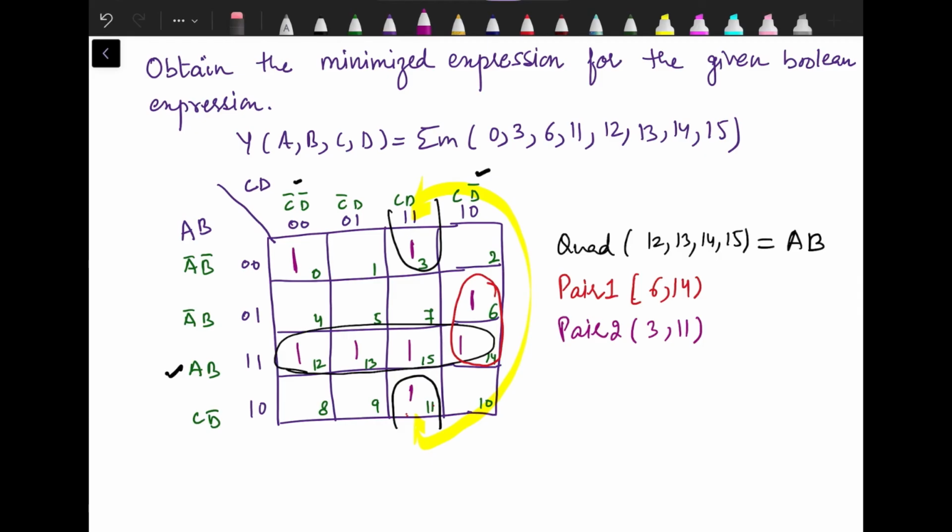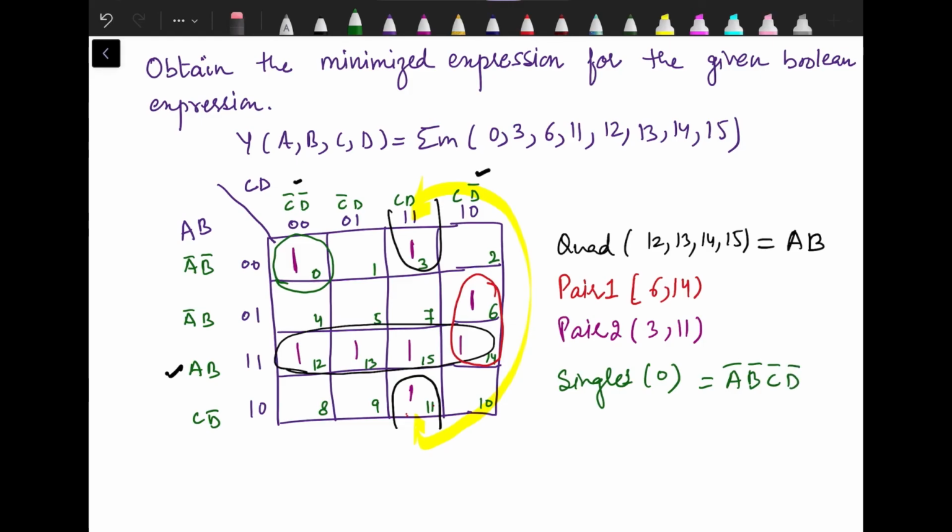Now let's see what else is left. We are left with a single one, since there is no combination possible. For that we need to write the expression for a single one, which is minterm 0. Corresponding to minterm 0, the expression is A complement, B complement, C complement, D complement.